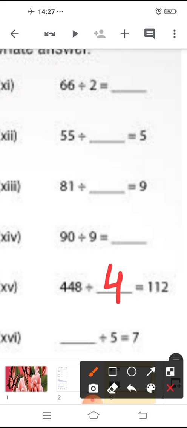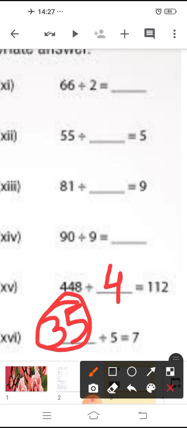Now what number should be written here? That number divided by 5 will give you 7. So what is the multiplication of 5 sevens? 5 sevens are 35. So this means you will write 35 here. 35 divided by 5 is equal to 7.